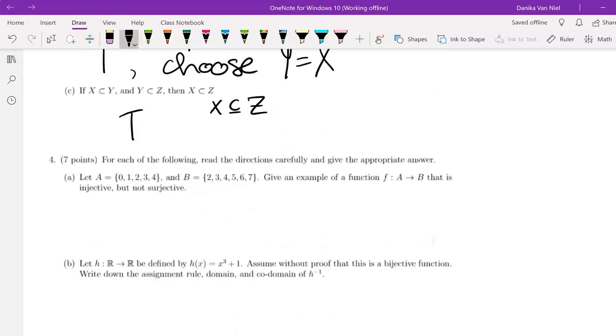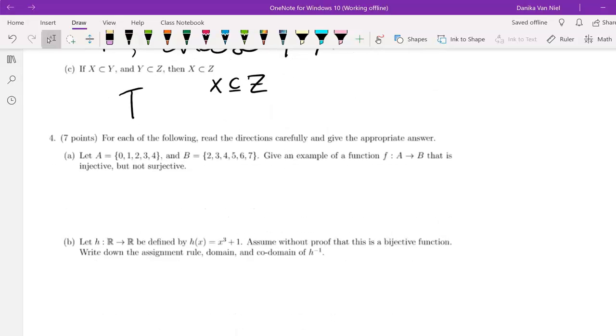Alright. For each of the following, read the directions carefully and give the appropriate answer. Let A be that, B be that. Give an example of a function that is injective, but... So we're not going to be talking about surjective. So we just want a function that is injective.